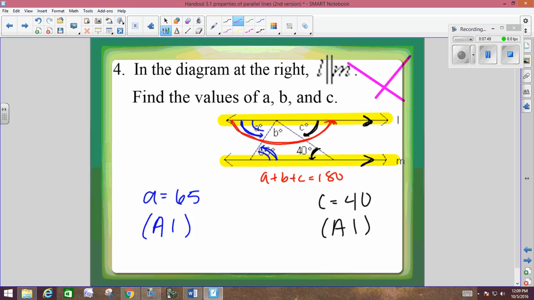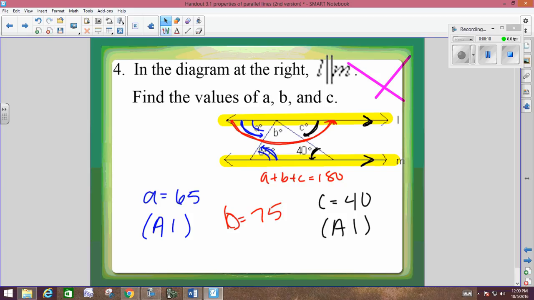105. So 180 minus 105? 75. That's B. Thanks. Good. Because those 3 on the top make a straight line. Yes, Isaiah, your way would work too.